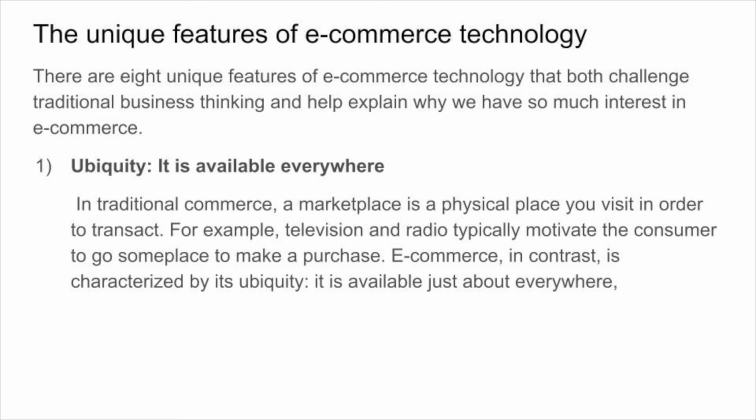First of all, we've got this thing called Ubiquity, and effectively it just means that it's available everywhere. So in traditional commerce, the marketplace is a physical place. So you physically got to walk into the store to visit it, to do the transaction. So you go, you buy your lollipops, you bring them to the counter, you pay for your lollipops, you walk out of the store. E-commerce, in contrast, is characterized by the fact that you don't have to go in anywhere. You just use your cell phone, buy it. Simple as that. So effectively, you can buy it in the middle of the woods or wherever you got internet access. That's what we mean by ubiquity.